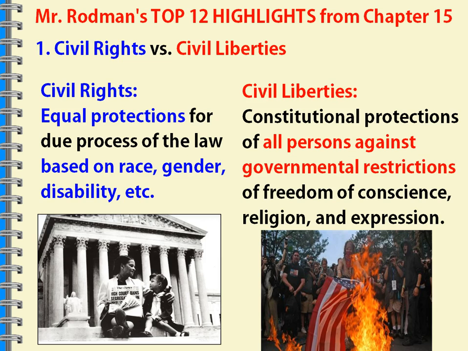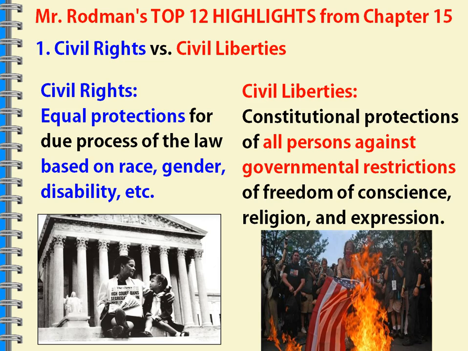Let's talk civil liberties. First of all, let's differentiate between civil rights and civil liberties. As we talked about in class, civil rights is equal protection for a group of people. This is based on race, gender, ethnicity, national origin, disability, a type or class of group of people that is protected under the equal protection of the 14th Amendment as well as due process of the law.